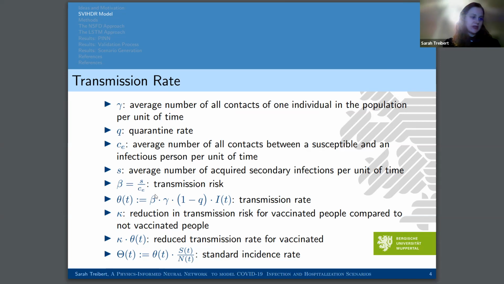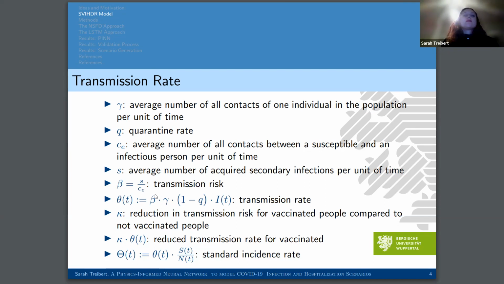Then one can include a quarantine rate or isolation rate. It does not necessarily have to be used, but it is sometimes good to describe the effect of intervention measures, state measures. Then we have got the so-called effective contact rate. It's the average number of all contacts between a susceptible and an infectious person per unit of time. And the so-called secondary attack rate, it's the average number of acquired secondary infections per unit of time.